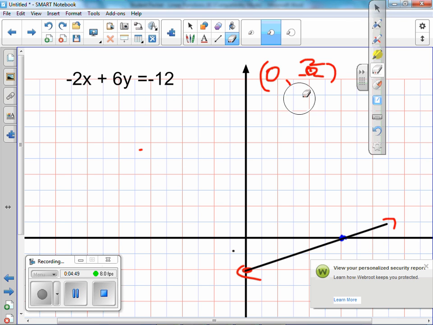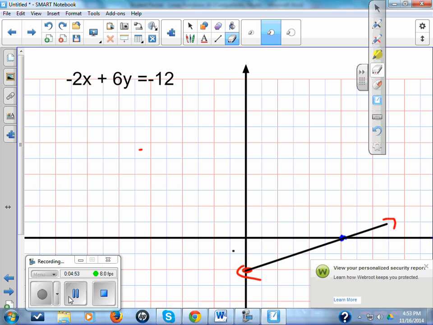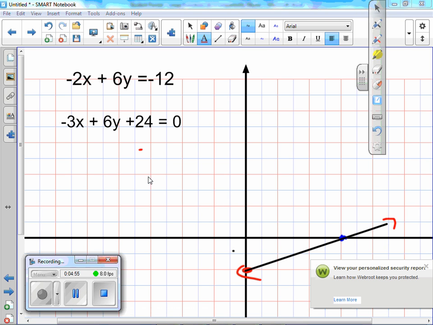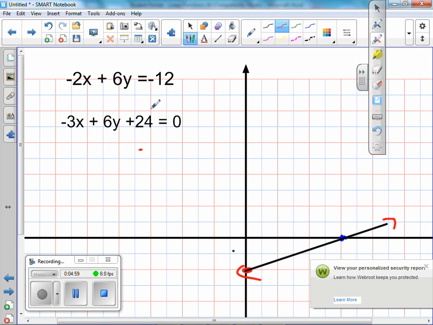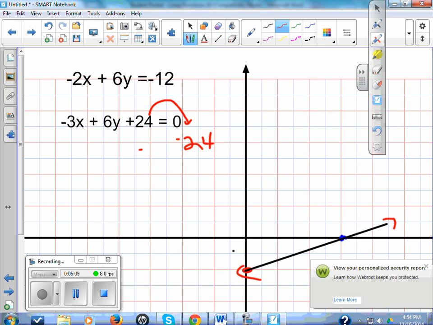Or, of course, you can use your calculator. But don't let it confuse you if the question looks like this. If it looks like this, you know you're just going to move the 24 to the other side, make it a negative 24, and use the same procedure we did a few minutes ago by finding the x and y intercepts.